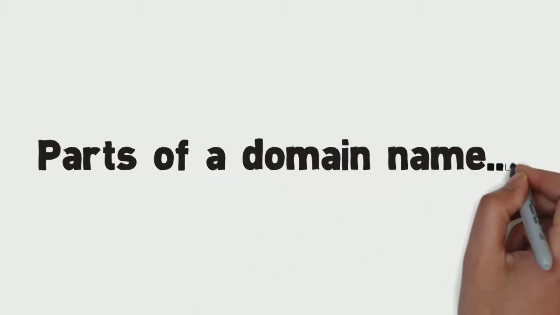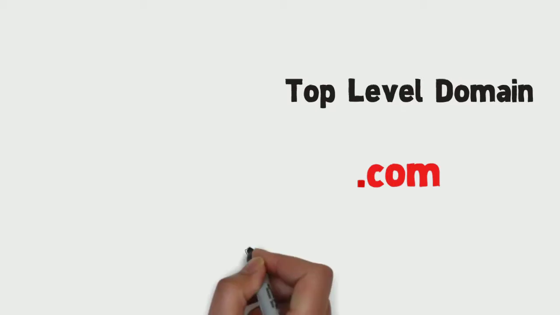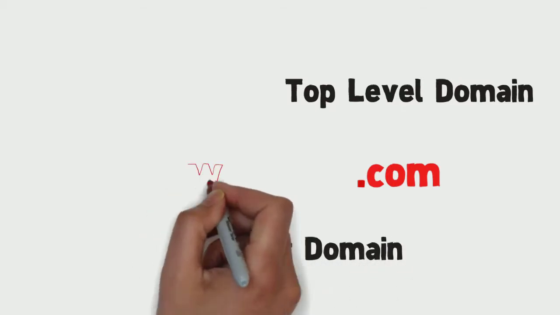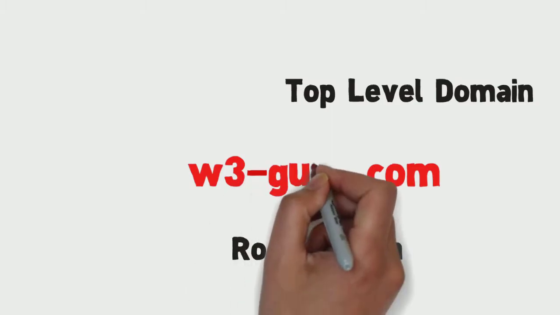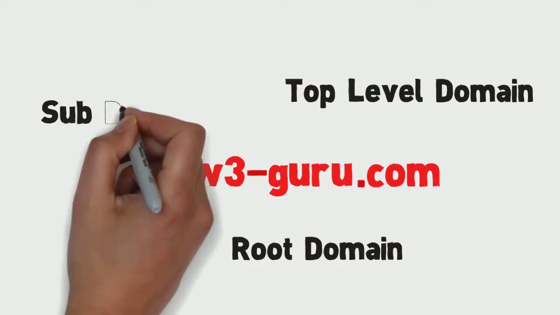Quickly, I want to talk about the difference between a top-level root and a subdomain. A top-level domain, that would be a .com, .net, .org, .biz, or many others. Your root, that's what most people are referring to when they talk about website address. So if someone asked you what your website address is, you'd give them your root domain. For us, that's w3-guru.com.